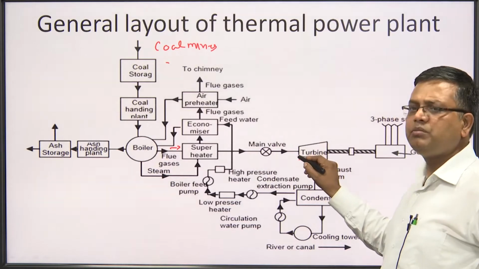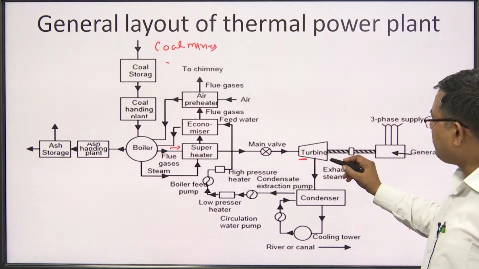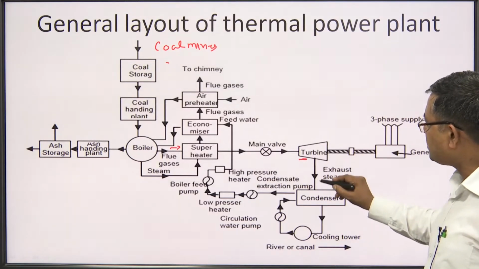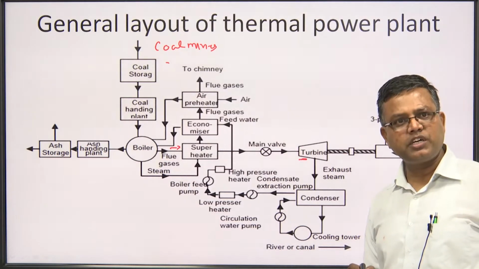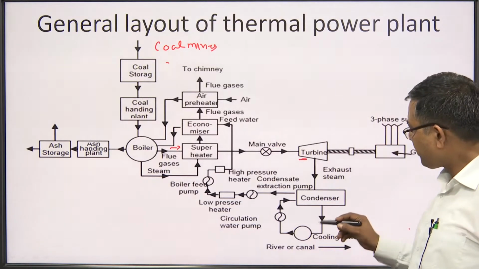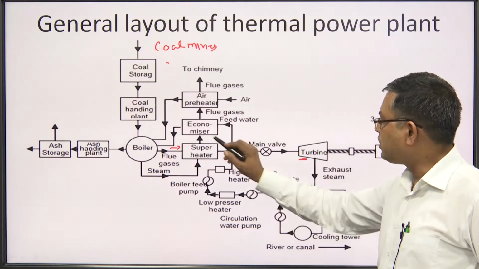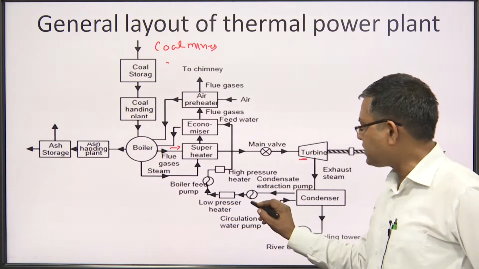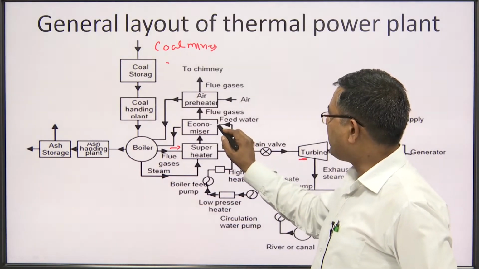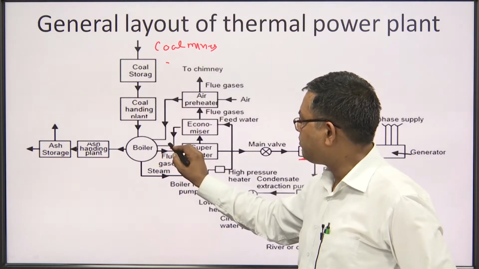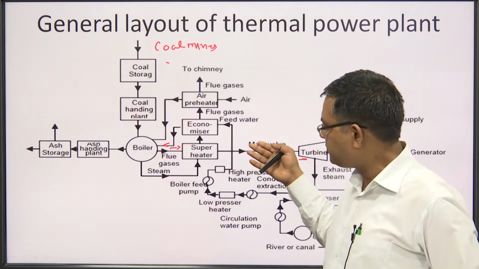Steam is expanding in the turbine, and after expansion the wet steam, or you can say exhaust steam, passes through the condenser where it gets condensed and converts into the liquid state, that is hot water, right. And then the hot water, or you can say condensate, is supplied to the boiler through the condensate extraction pump, low pressure heater, boiler feed pump, high pressure heater, and finally passes through the economizer into the boiler. You can see. We will discuss the function of each and every part.